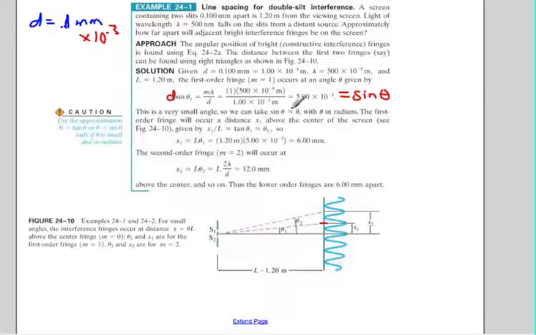They're going to use it a lot in this book. I like to try to avoid it if possible, and you can avoid it this time. I don't know why you would use it. But what they're saying is that as long as the 1.2 is so much bigger than that 0.1 millimeter, you can say that the sine of theta is approximately theta, and also that the tangent of theta is approximately theta.